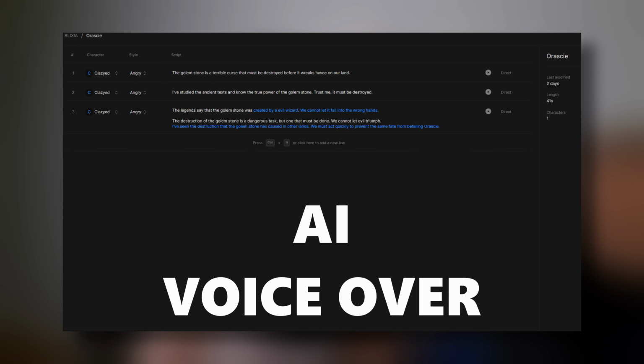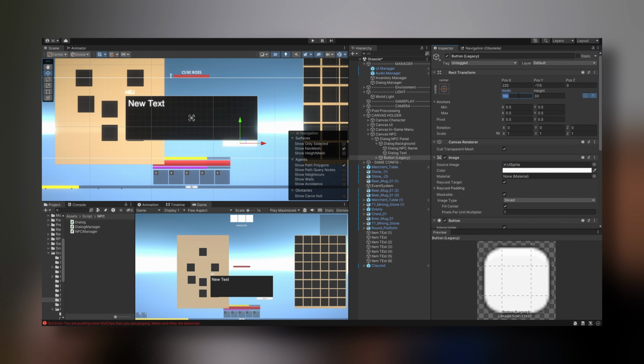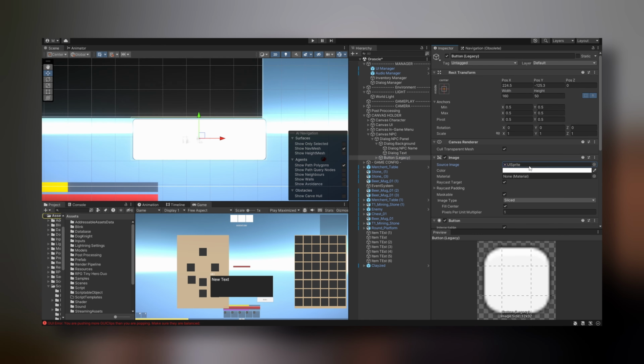Yeah, voice acting is really expensive. When you're using AI, it's not so expensive. So yeah, I added a dialogue system with voice acting.